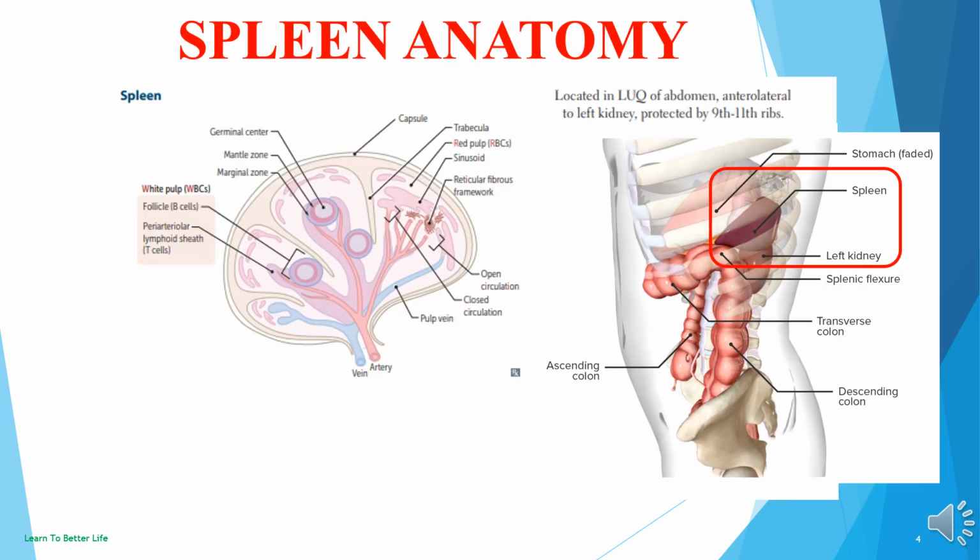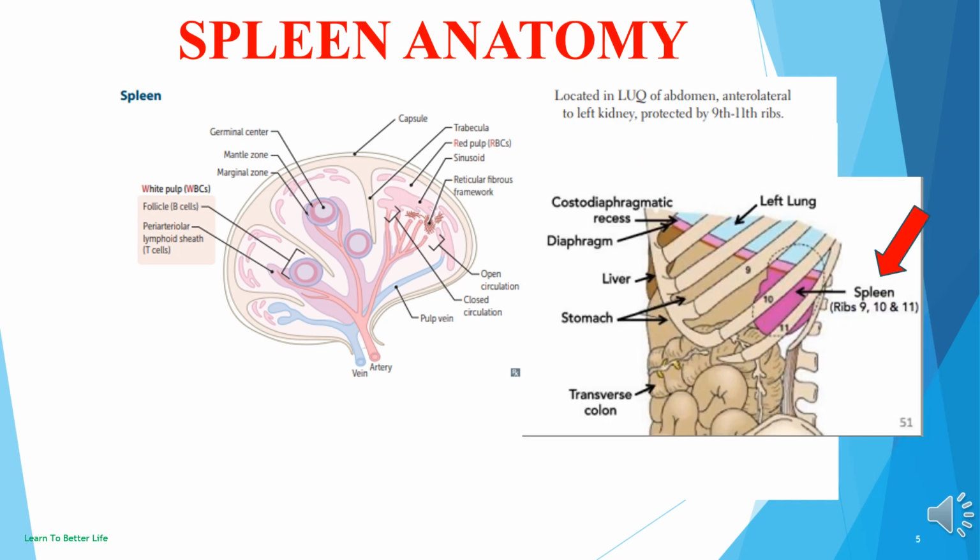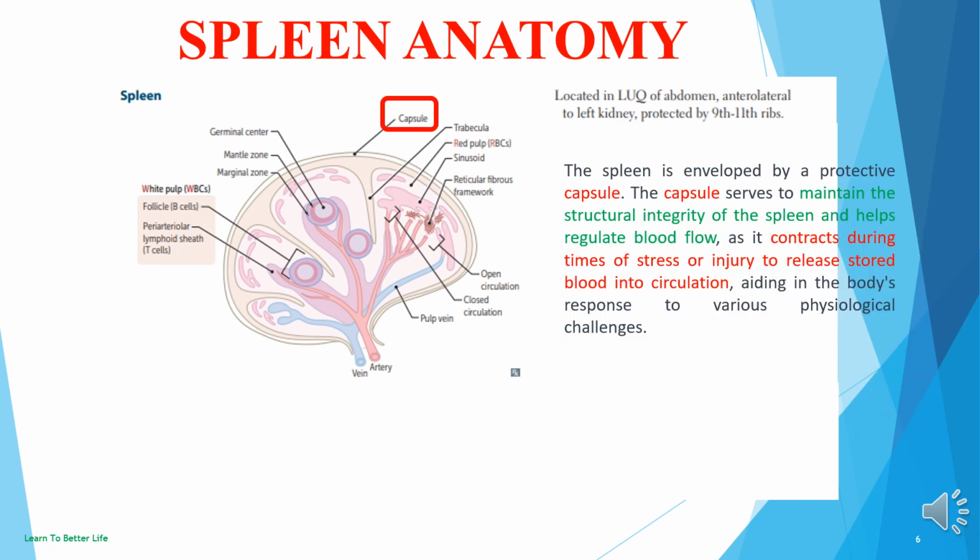The spleen is located in the left upper quadrant of the abdomen, anterolateral to the left kidney, and it's protected by the 9th to 11th ribs. A protective capsule envelops the spleen. The capsule serves to maintain the structural integrity of the spleen and helps regulate blood flow, as it contracts during times of stress or injury to release stored blood into circulation, aiding in the body's response to various physiological challenges.